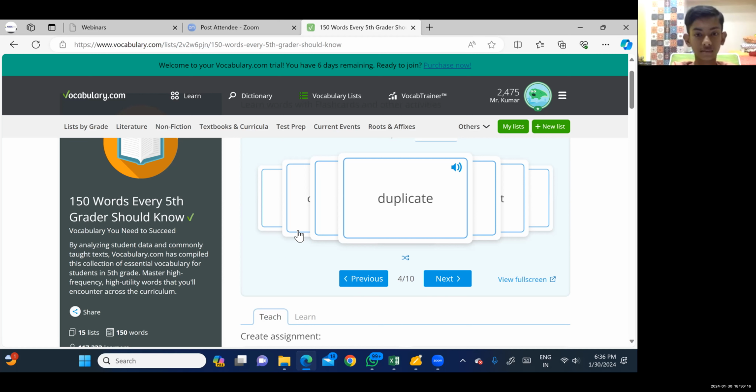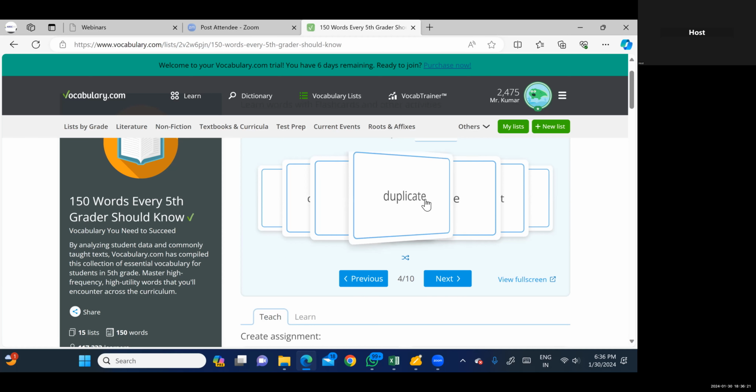Better. Okay. Now I'll give you the meaning. I know you know the meaning of it: make a copy of. Duplicate means a copy of something. Okay? The next word.